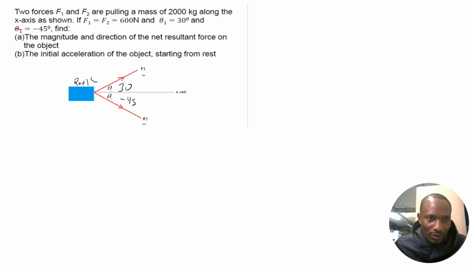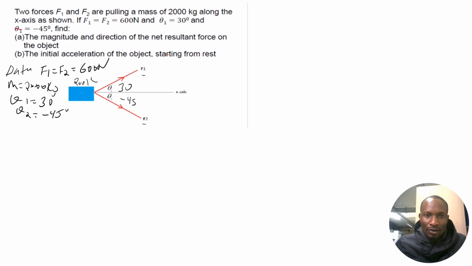So the first thing that we need to do, as usual, is to write our data. So this is our data. Mass is equal to 2000 kilograms. Force 1 is equal to force 2 is equal to 600 newtons. Theta 1 is equal to 30 degrees, and theta 2 is equal to minus 45 degrees.